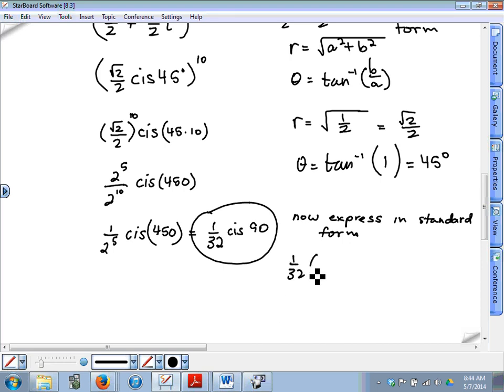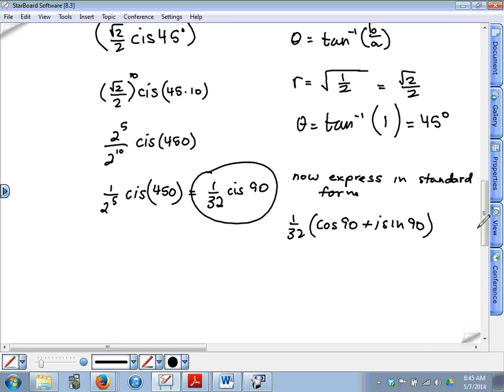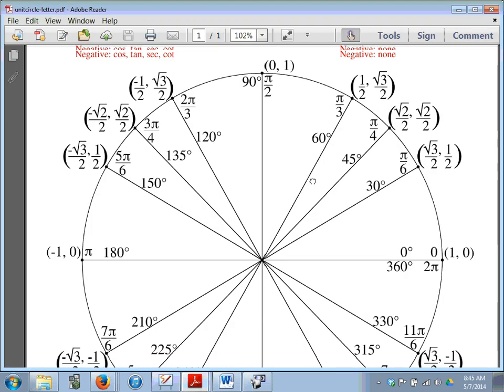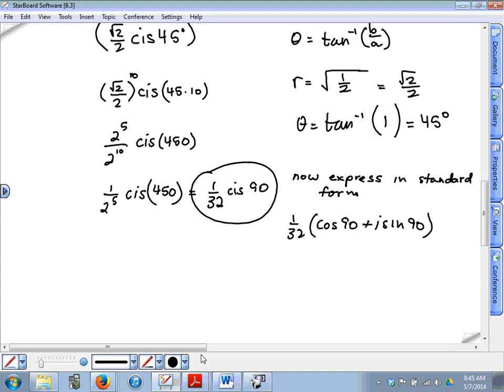This is 1/32 times cosine 90 plus i sine 90. Ooh, 90 works out perfect. 90 degrees. Cosine is 0, the sine is 1, exactly. So this turns into 1/32 times 0 plus i, which is 1/32 times i.